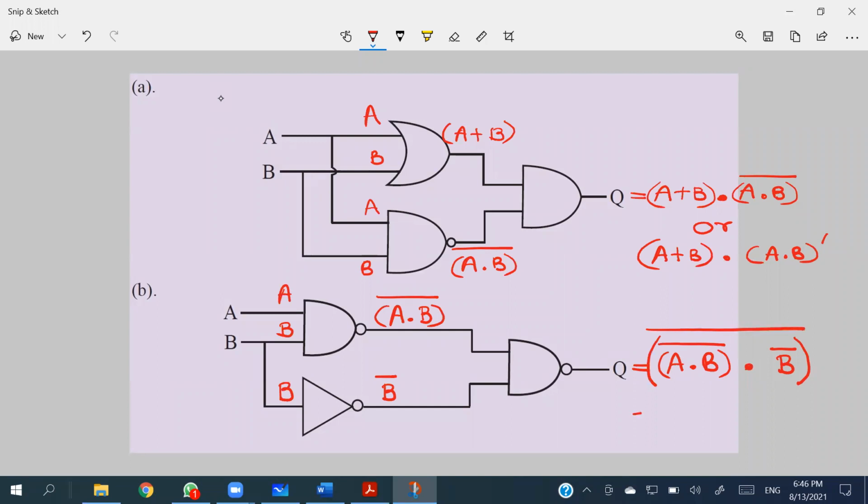Right? If you are writing this using the dash, it's going to be A dot B dash dot B dash. Then at the outside of that entire term, there will be a dash. Yeah. So do the corrections if you got any. And if you have any questions, you can ask.